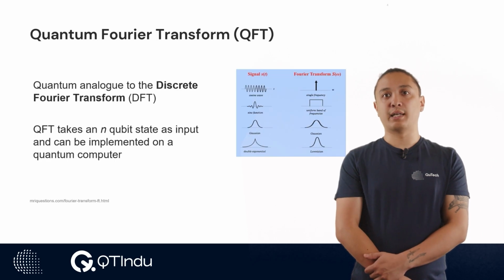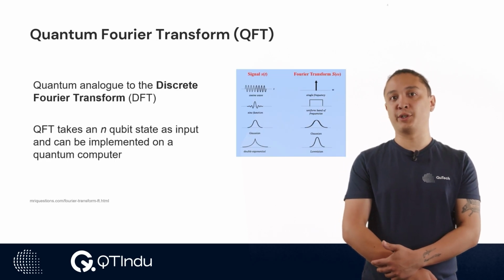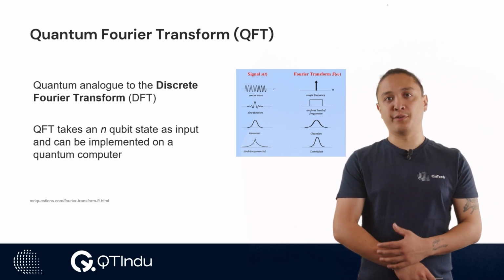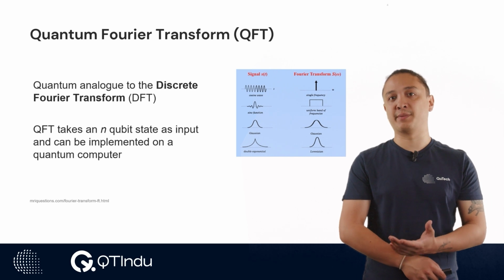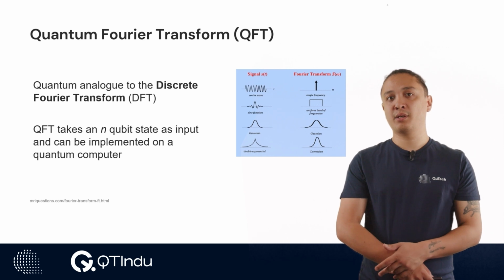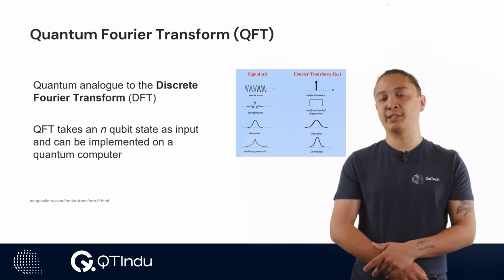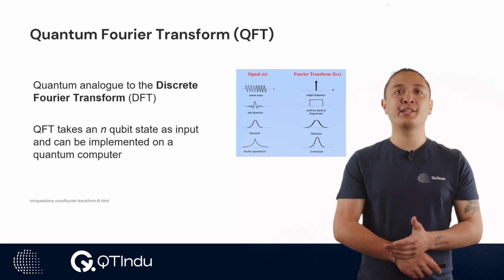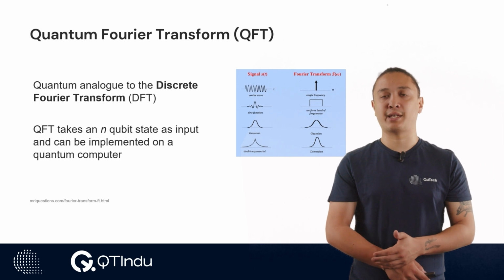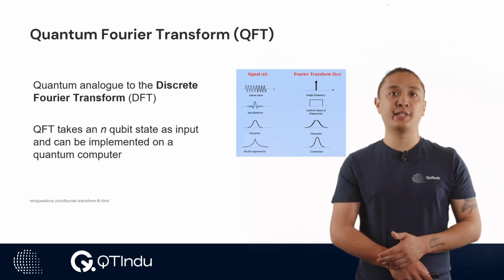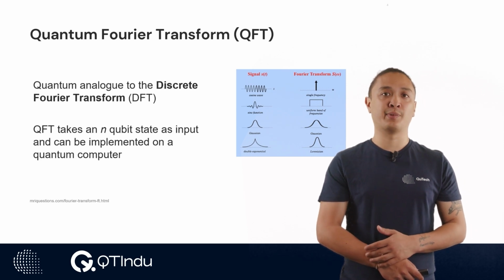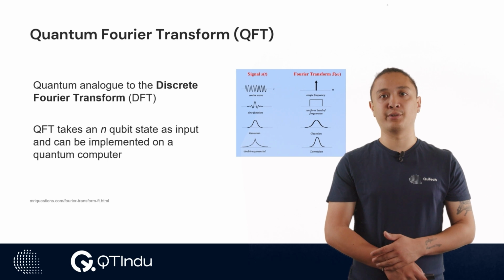Now, the quantum Fourier transform, or the QFT, is essentially the quantum analog to the discrete Fourier transform. The Fourier transform is a mathematical function that takes some signal in the time domain as an input and outputs the same signal in the frequency domain. We can see some examples in the image here on the right. The QFT will take an n-qubit state as input, and it will detect any frequencies existing within the coefficients of this state. It has been proved that the QFT can be implemented efficiently on a quantum computer and achieves a speedup over its classical counterpart in terms of the number of gates required to execute it.